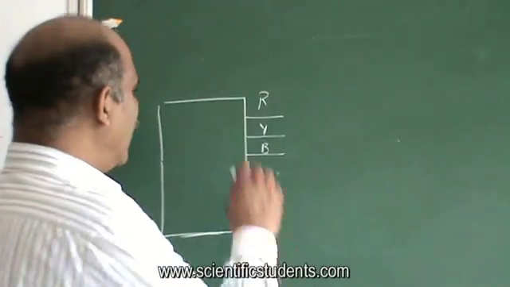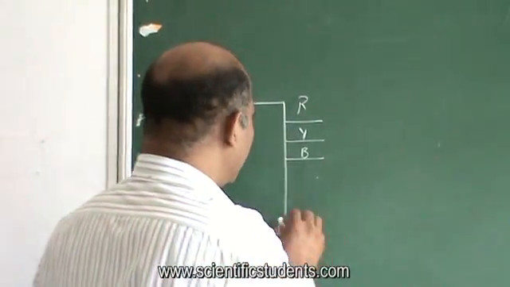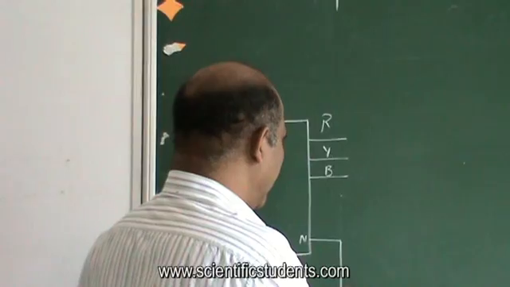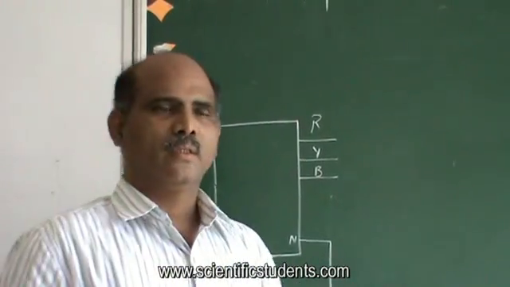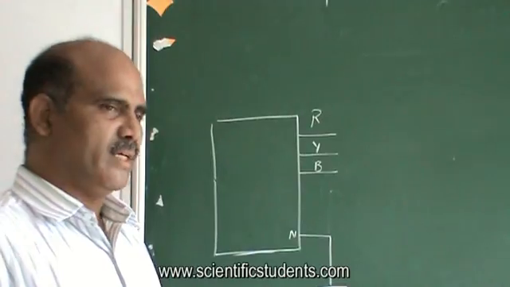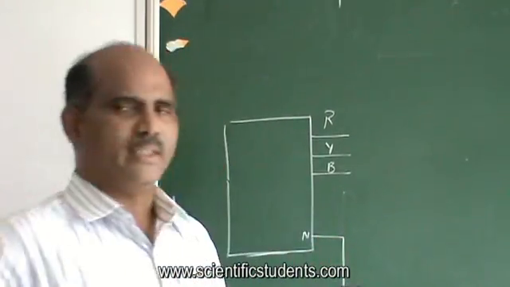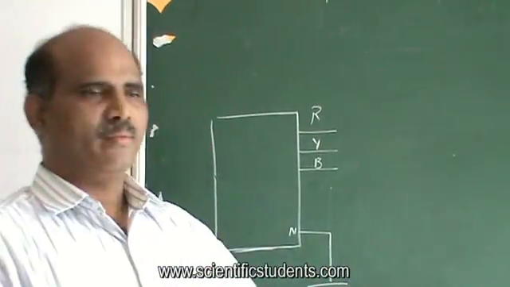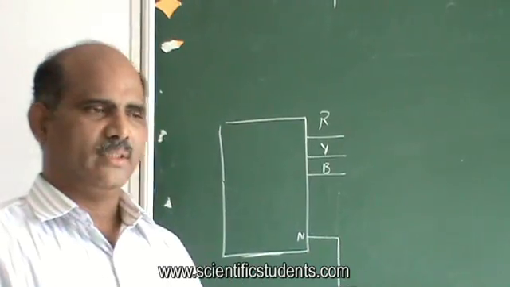And they also need one more, the neutral, and the neutral they just ground it there. Wherever they produce the power, the neutral they just ground it there, so that wherever they want a neutral, they can take it out from the ground connection.